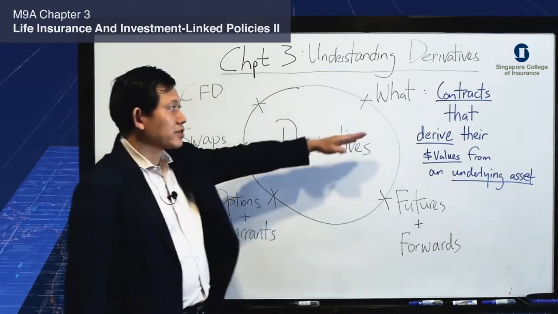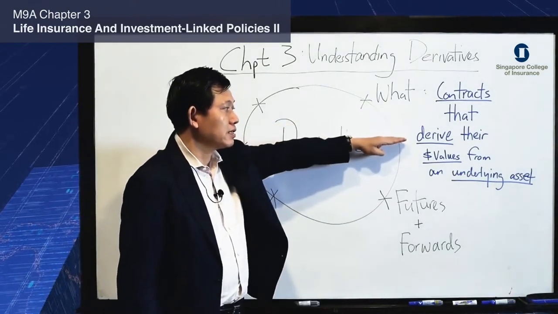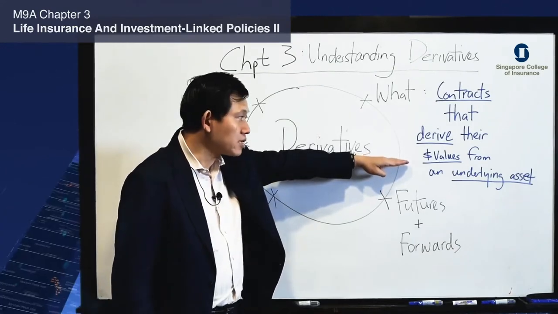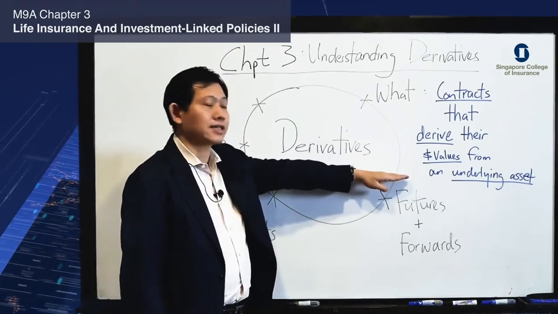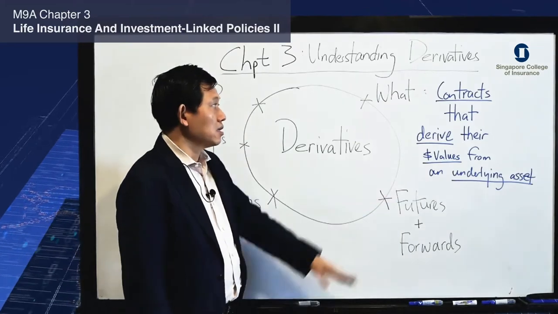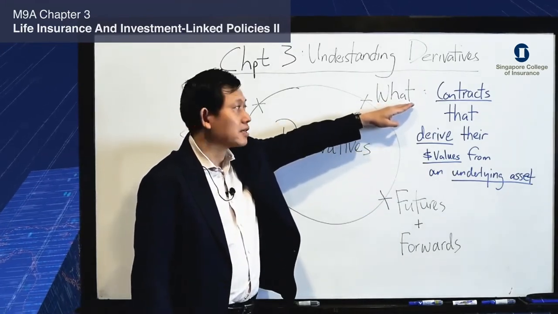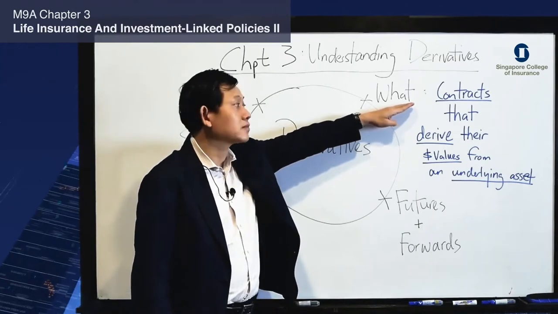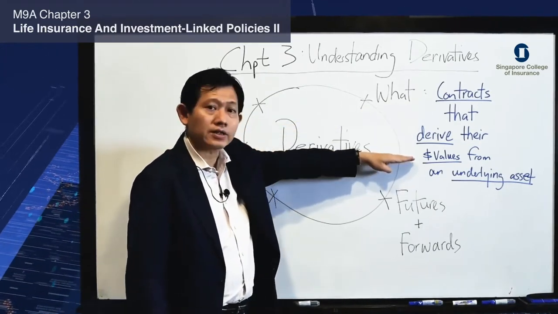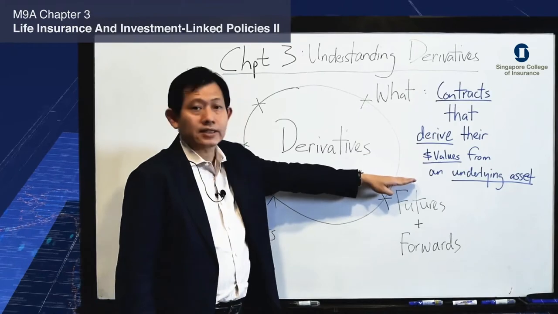It is basically a contract that derives its financial value from an underlying asset. I repeat, derivatives are contracts. That means they are legally binding between two parties, right? That derive their financial value from an underlying asset.